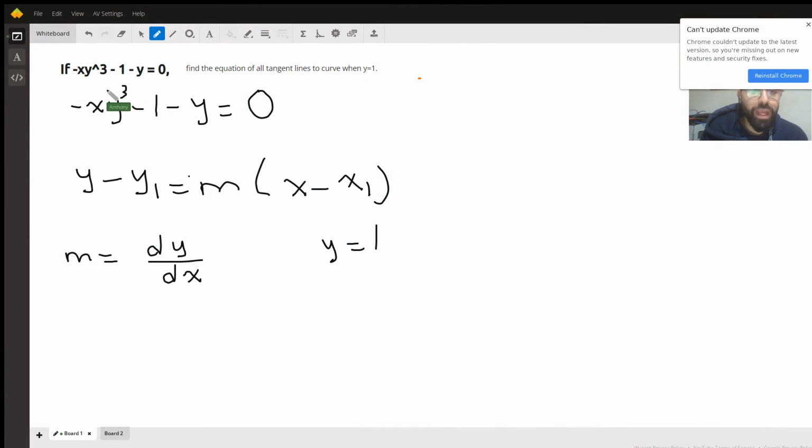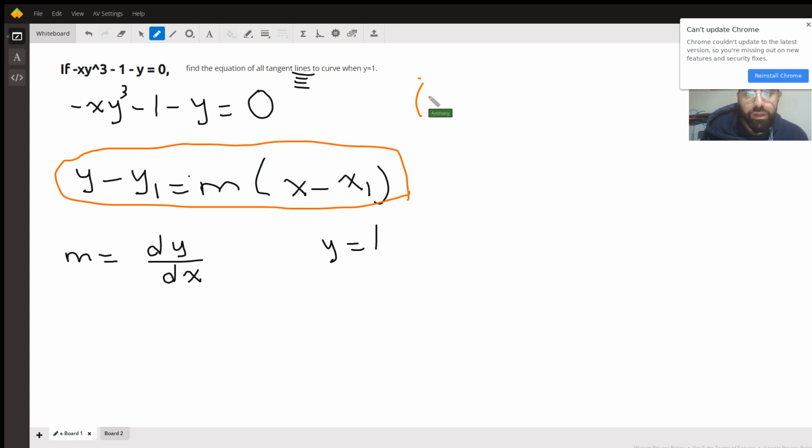So I'm given the equation minus xy cubed minus 1 minus y is equal to 0. And the question is to find the equation of all tangent lines to the curve when y is equal to 1. An equation of any line, whether it is a tangent or a normal line, is obtained by the following equation: y minus y1 is equal to m times (x minus x1), where (x1, y1) is a point on this line and m is the slope of this line.